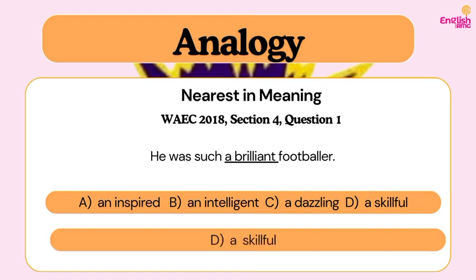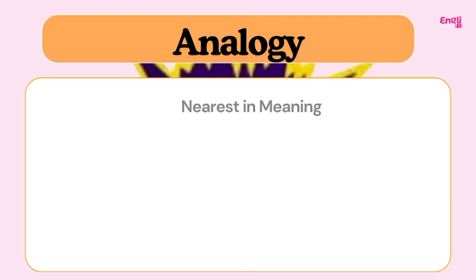And that is why I have discussed analogy earlier. So our answer is what? D, skillful. That is, instead of saying he was such a brilliant footballer, you can as well say that he was such a skillful footballer. That is, he's very good at playing the football game.